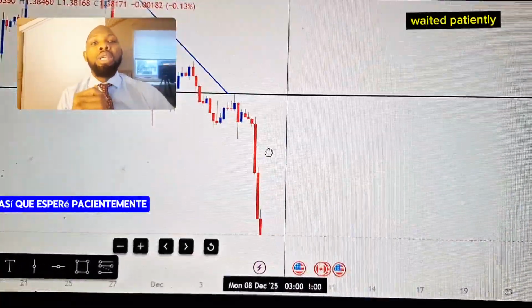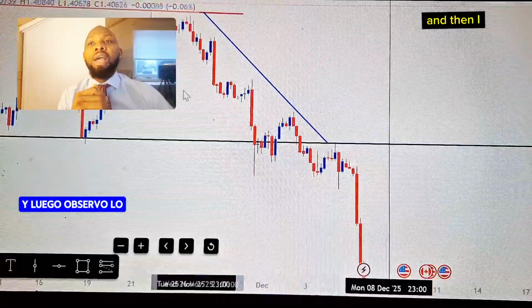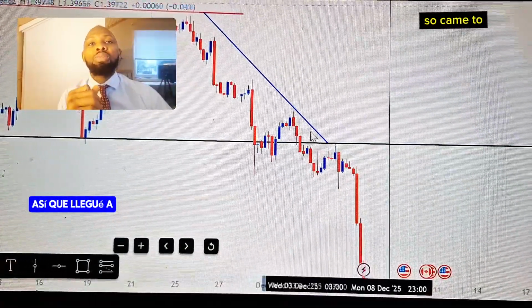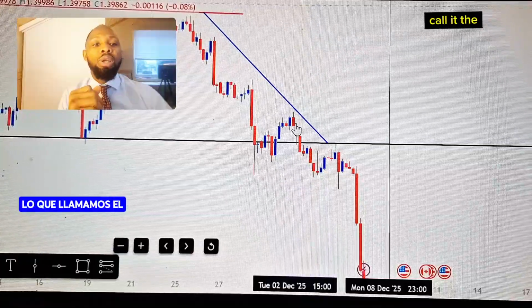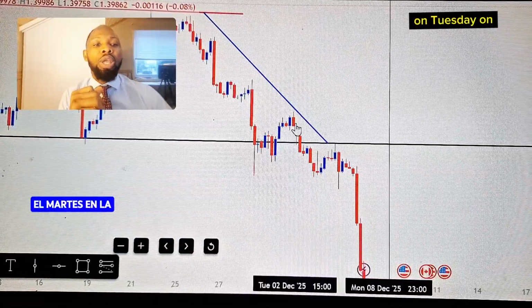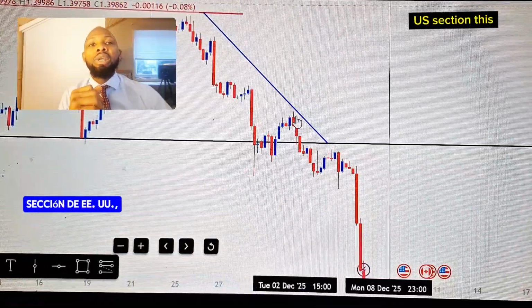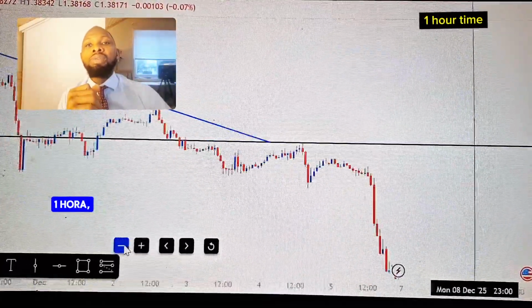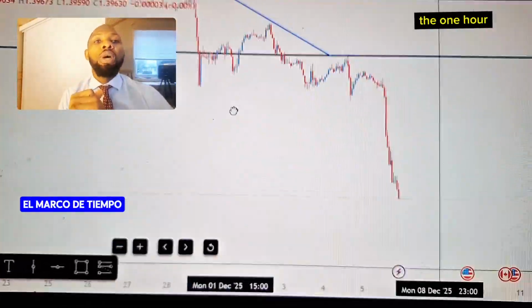So I waited patiently and observed what the market was doing. I was like, let me just be patient. Then on Tuesday, in the US session, this candle formed again. I'm going to take it into the 1 hour time frame. So this is the 1 hour time frame here.